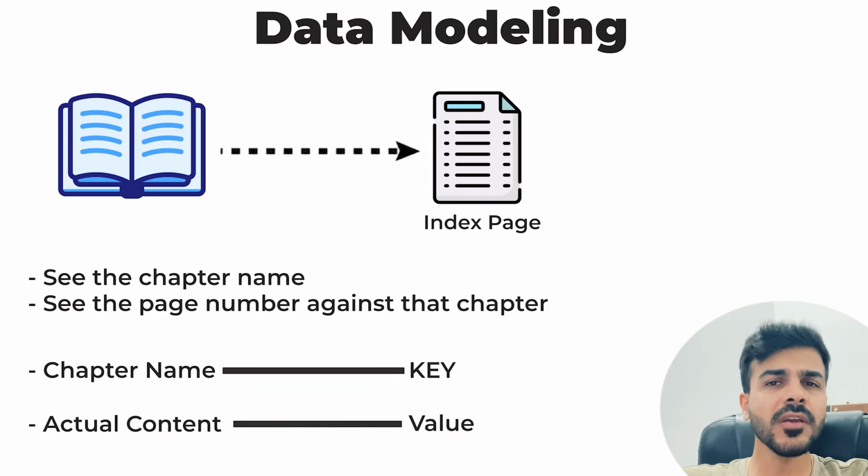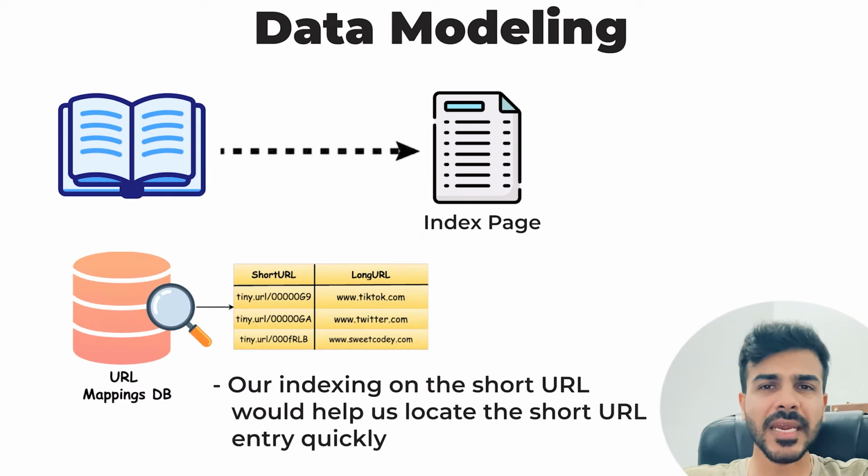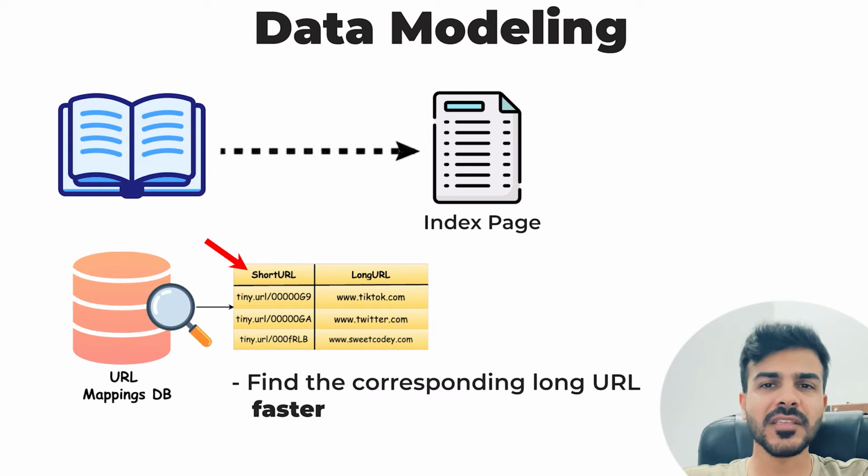And how are you able to quickly find the chapter name? Using the index page. So similar to that, our indexing on the short URL would help us locate the short URL entry quickly, thereby ultimately helping us to find the corresponding long URL faster.